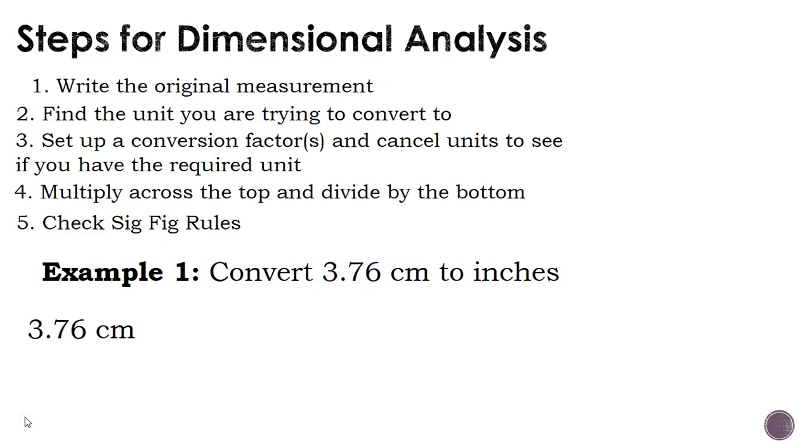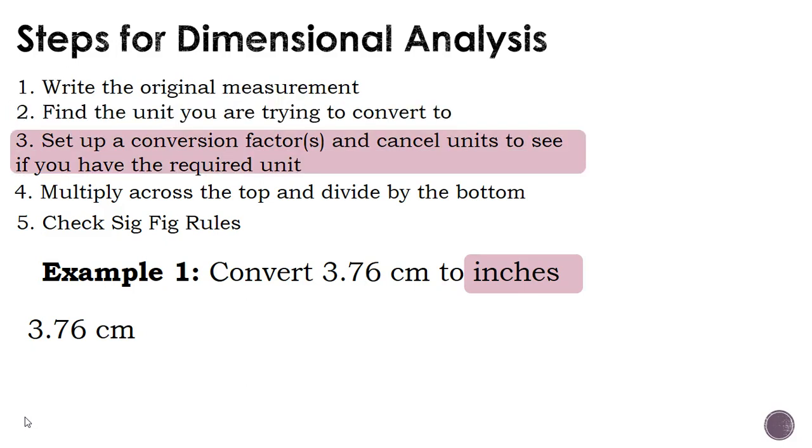Then we want to come up with a plan. We want to find what unit we're trying to convert to. In this example problem, we want to convert centimeters to inches. What we're going to do now is look at our conversion sheet and see if we can find conversion factors that can help us convert centimeters to inches. If you look on the conversion sheet, you can see that 1 inch equals 2.54 centimeters, or the flipped version of that, which is 2.54 centimeters equals 1 inch.